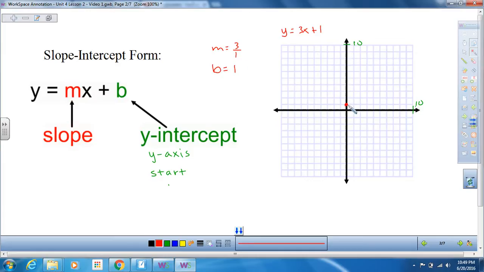And then from there, I'll use my slope, so I'm going to go up 3, because it's positive 3, and right 1. Up 3 from my starting point, right 1. I could also go the opposite, so positive over positive is the same as negative over negative. So I could go down 3, left 1. Okay, and then I want to connect these with a line.